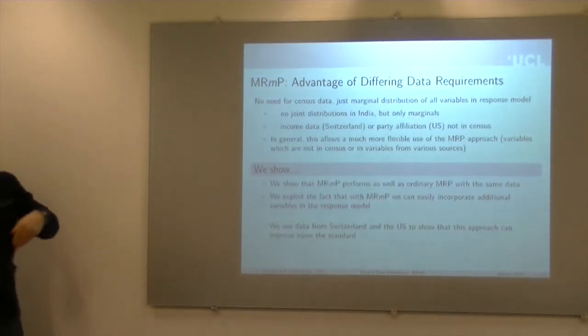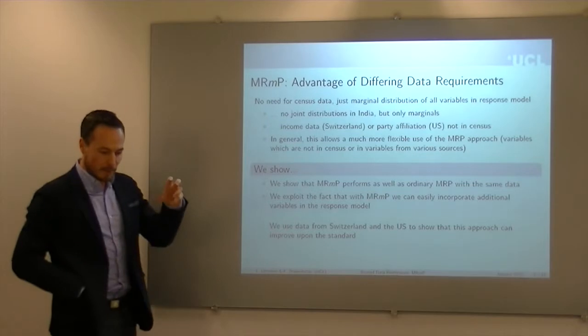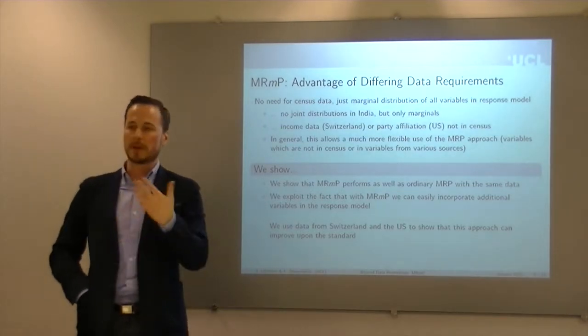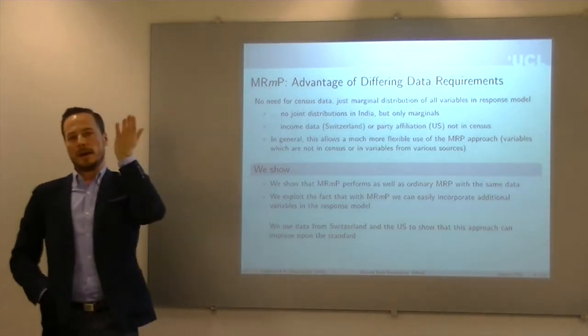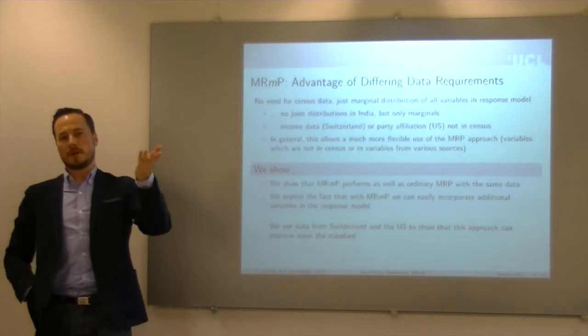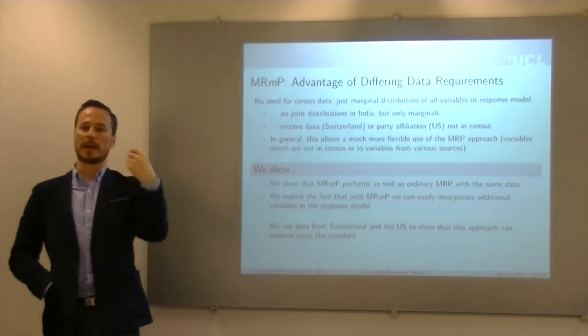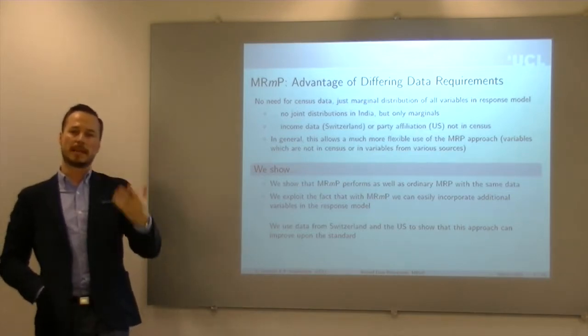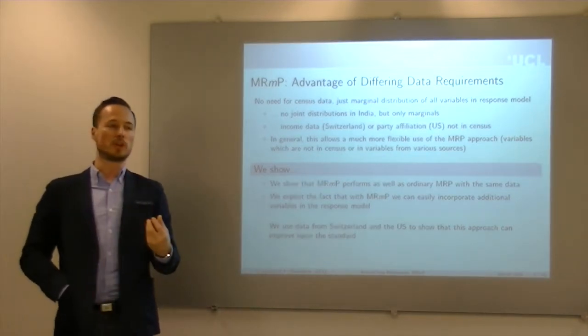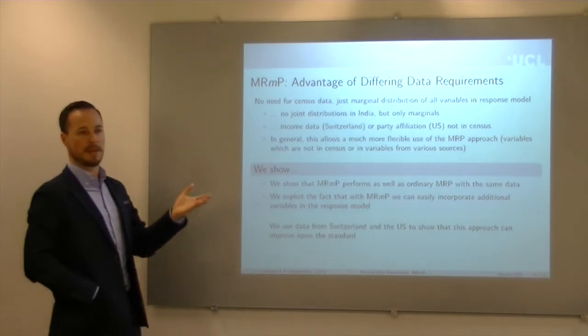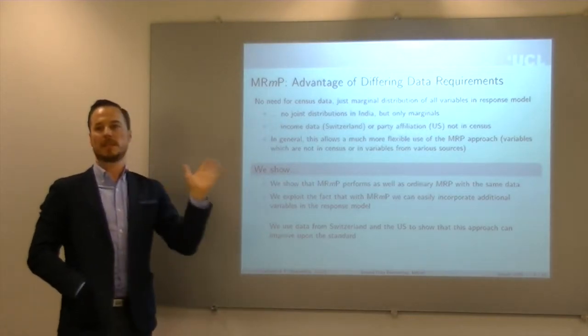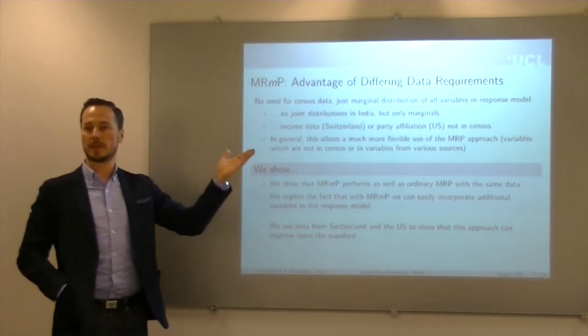Now, what that means is that you can suddenly use MRP in a lot of situations where you could not use it before. At the lowest level at which you can get census information in India, you're only going to get it as marginals because it's data protection. The state is not going to give you joints. So there's no MRP happening there. Well, if you use some synthetic joint, then you can actually use it.